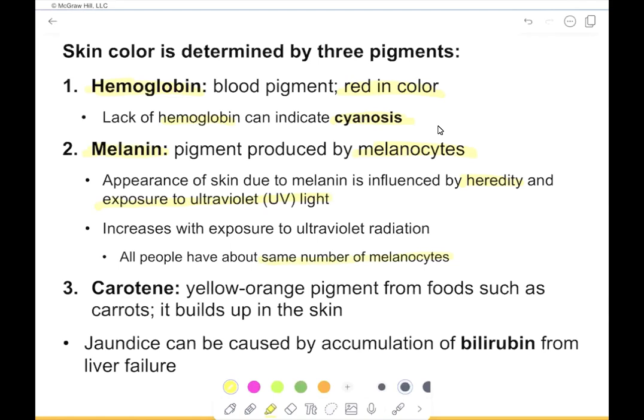The next pigment is carotene, and carotene is the yellow-orange pigment from foods such as carrots, and it has the ability to build up in the skin. There's actually an old episode of Scrubs, if you ever watched that show, where they have a patient that comes in, they call him the Carrot Man, I think. And he eats a lot of carrots and it builds up, and it's noticeable in the thick skin because of the stratum lucidum. Jaundice can be an accumulation of bilirubin from liver failure, and it would be a yellow appearance. Oftentimes it's seen in places like the whites of the eyes, which are called the sclera.